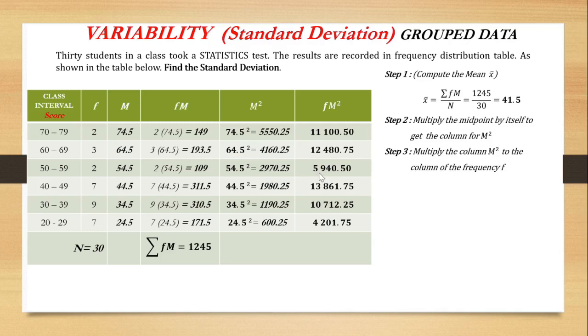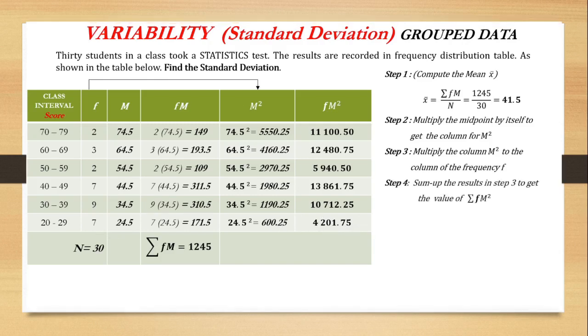Another, we have 2 times 2,970.25, that gives us 5,940.50. 7 times 1,980.25, that gives us 13,861.75. And 9 times 1,190.25, that gives us 10,712.25. And lastly, we have 7 times 600.25, that gives us 4,201.75.